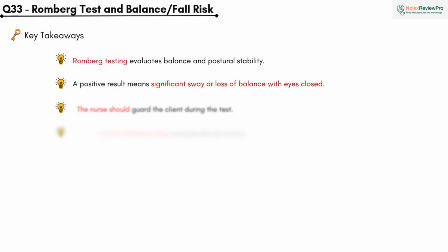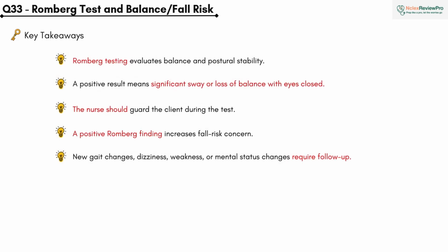The key takeaway is this. Romberg testing evaluates balance and postural stability. A positive result means significant sway or loss of balance with the eyes closed. The nurse should guard the client during the test. A positive Romberg finding increases fall risk concern. New gait changes, dizziness, weakness, or mental status changes require follow-up.